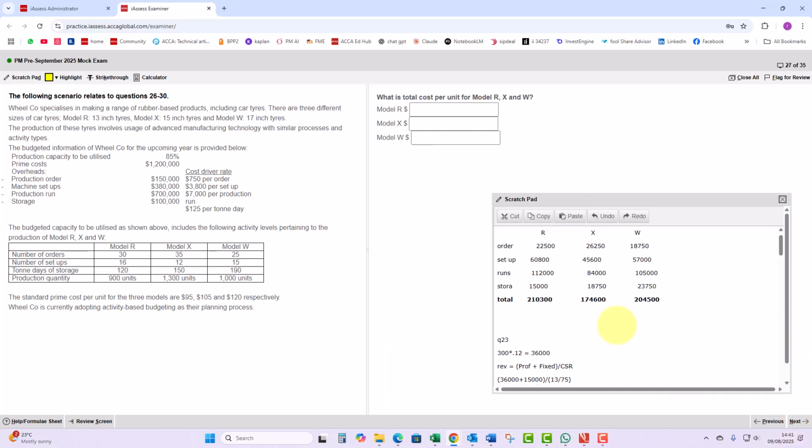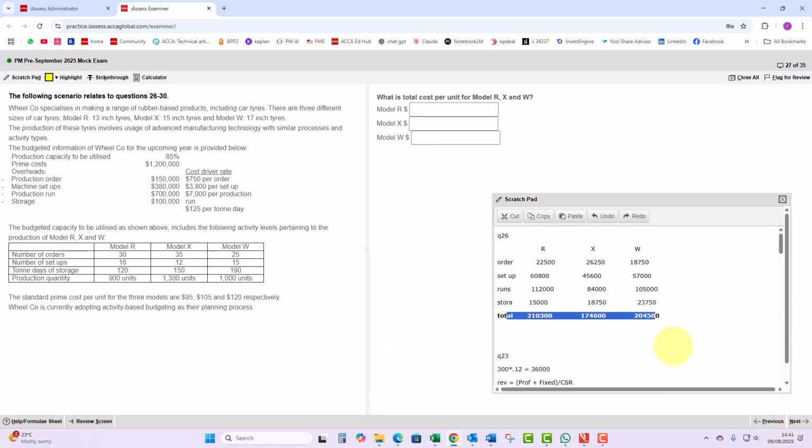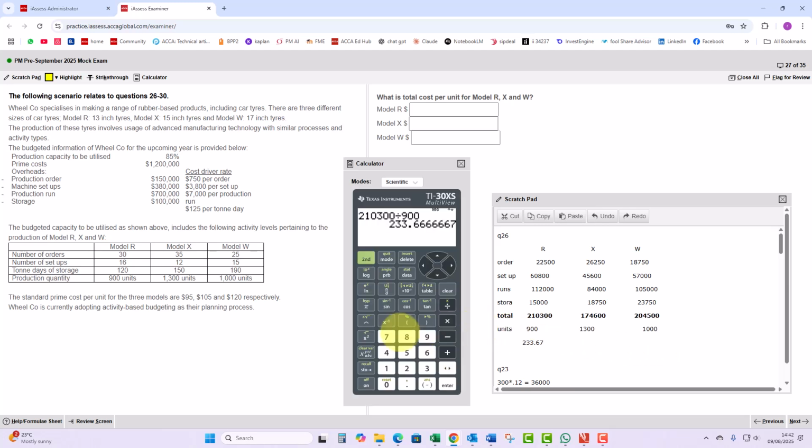Total cost per unit. And again, unusually this uses the costs from before. So I'm just going to add to my table. I need to add to this the prime cost, which is down here. So that's 328.67. It won't let me put a decimal point in, so I'm going to assume that I have to round that up to 329. This one is 174,600 divided by the 1,300 units. Is 134.30. Add to that the 105, so that's 239. And then the last one, and I add the 120, so that's 324.5, so rounds to 325.